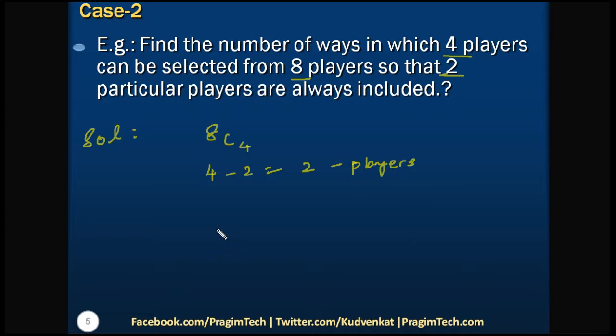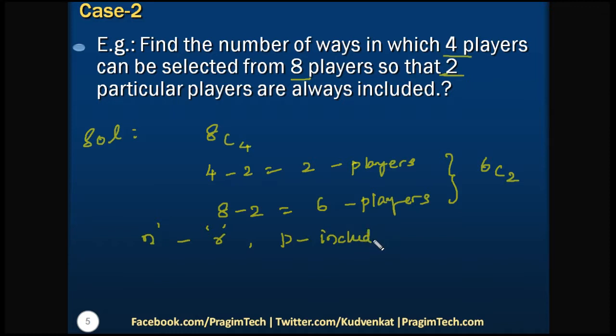Now what about the total number of players? Already 2 players are chosen, so the remaining players are 8 minus 2, that is 6 players. So now from 6 players we have to select 2 players. The possibilities are given by 6C2. So from this we can say that in general, out of n objects, if we want to select R objects such that P objects should always be included, then the number of combinations is given by n minus P, as P objects are already chosen, C R minus P.